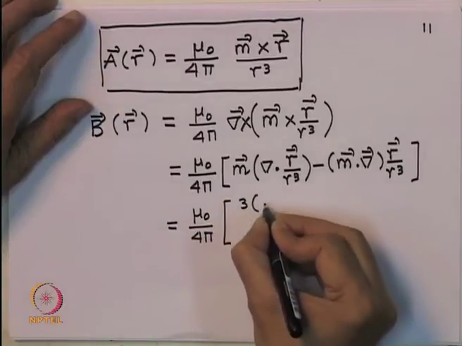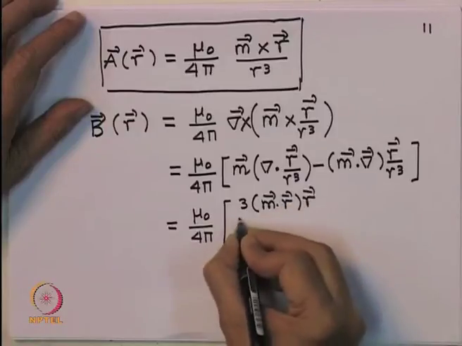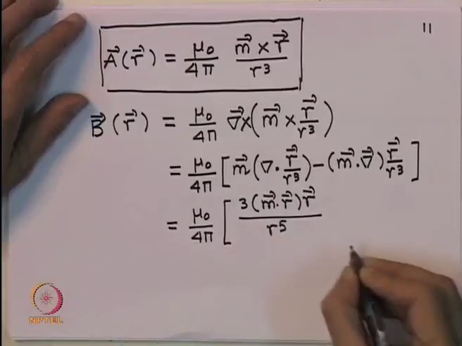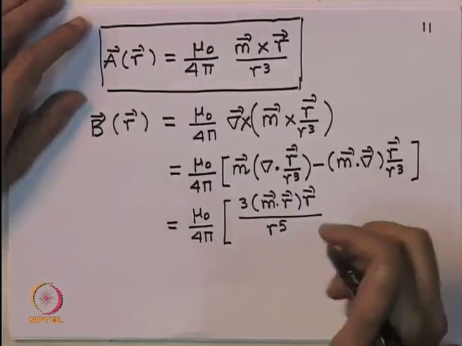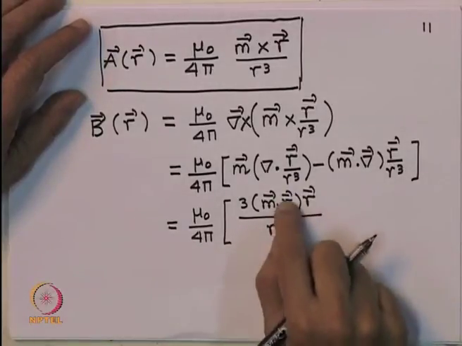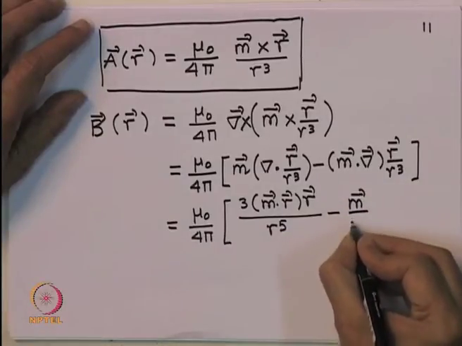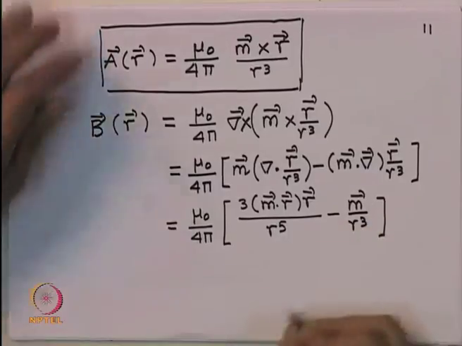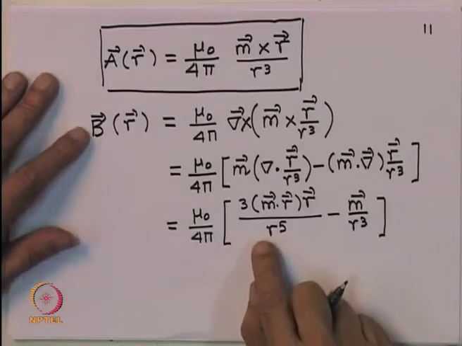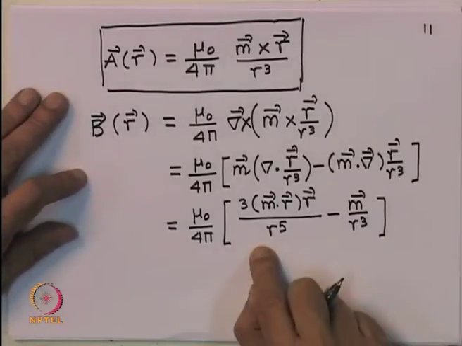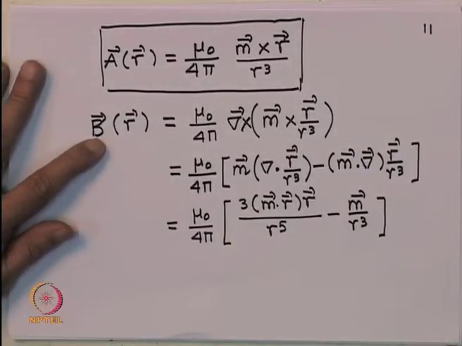3 times m dot r divided by r to the power 5, because there is a del dot of 1 over r cube being taken, and notice there are 2 r's there. So, there is a 1 over r cube as again as before, and that is minus m by r cube. That is a rather well known expression, and this is the coordinate free form for the expression of the magnetic vector potential, magnetic field due to a current loop.